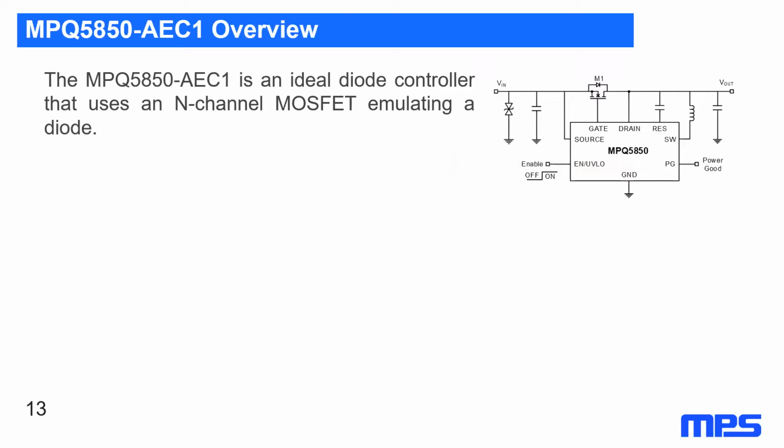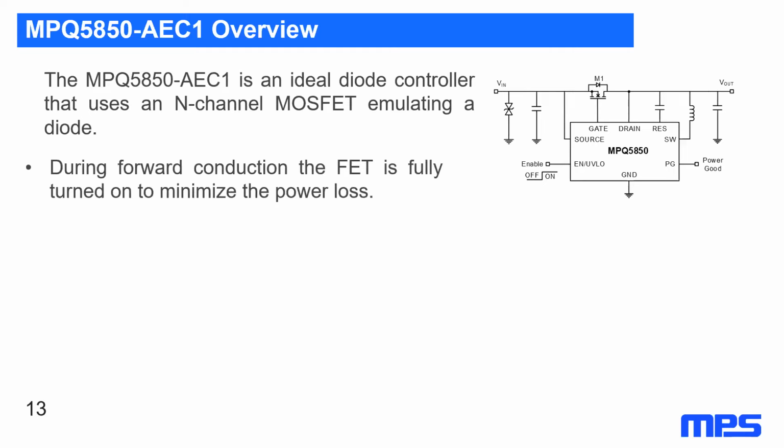To protect these high power circuits at MPS, we propose using the MPQ5850, which is an ideal diode controller that uses an N-channel MOSFET, not a P-channel, and it emulates a diode. Here on the right, you can see the simplified schematic. We got the input voltage from the car, and on the right, we got the output voltage to our system. In between, we got the FET M1, which has a body diode in the same direction as we would place the diode to protect our system.